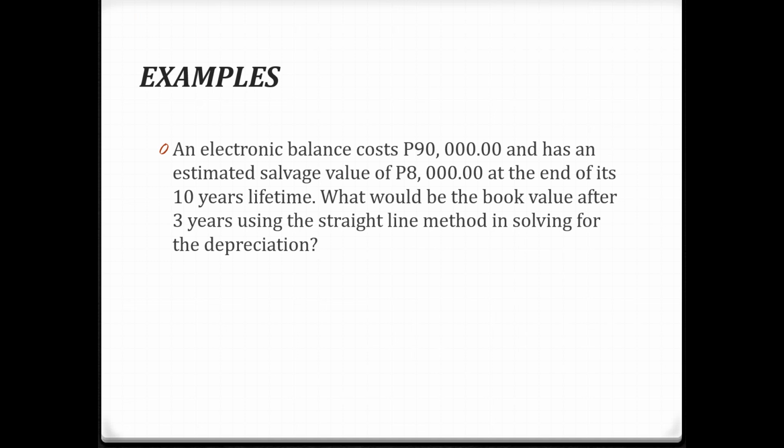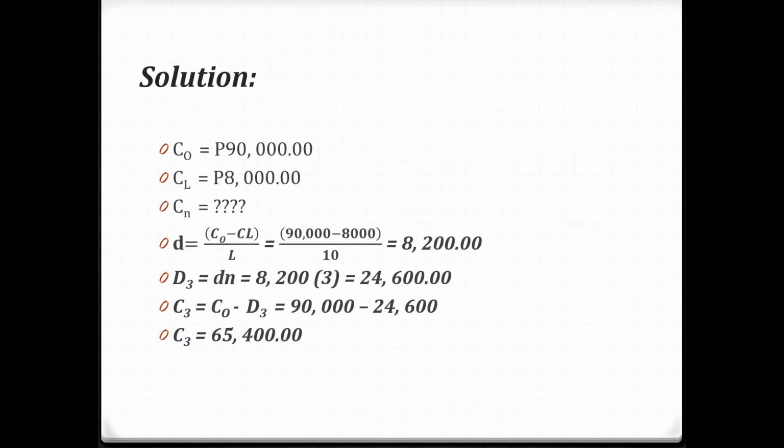An electronic balance costs 90,000 pesos and has an estimated salvage value of 8,000 pesos at the end of its 10 years lifetime. What would be the book value after 3 years using the straight line method in solving for the depreciation? So, yung 90,000, obviously, ito yung original cost. So, after 10 years, magiging 8,000 na lang yung electronic balance. And 8,000 refers to salvage value. Ang unknown dito, book value or C sub 3 or the book value at the 3rd year. So SLM yung gagamiting method. So all of those given are identified.